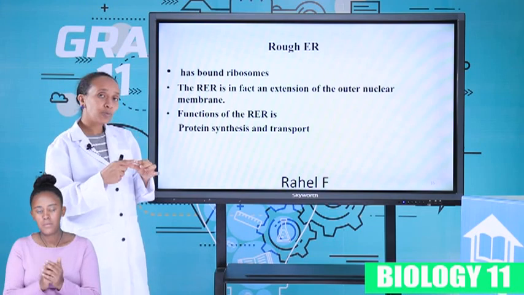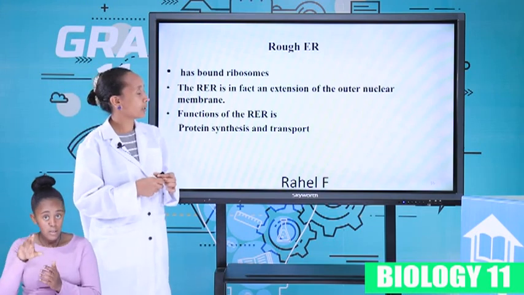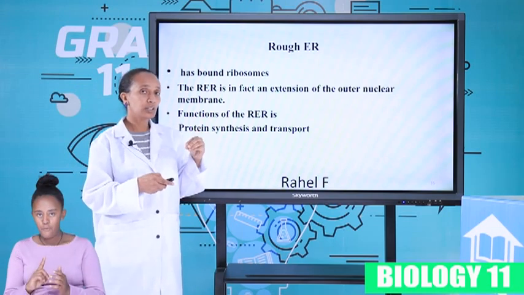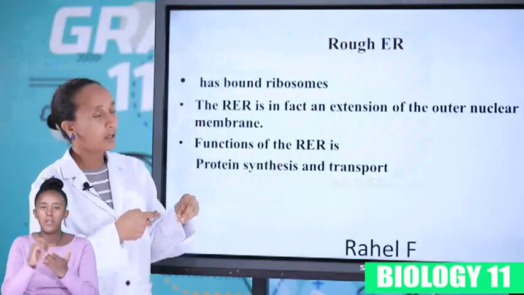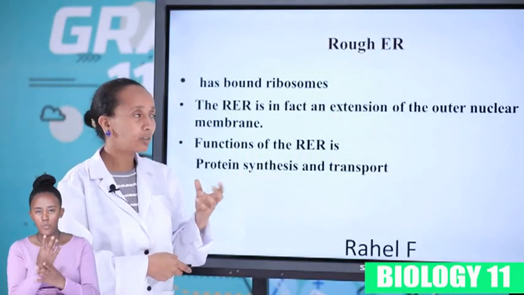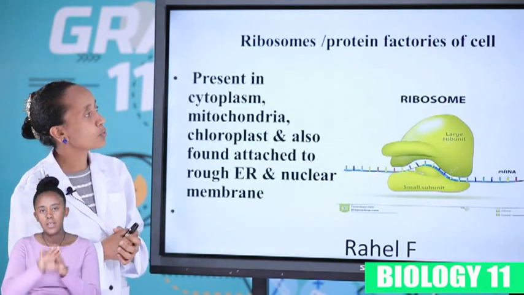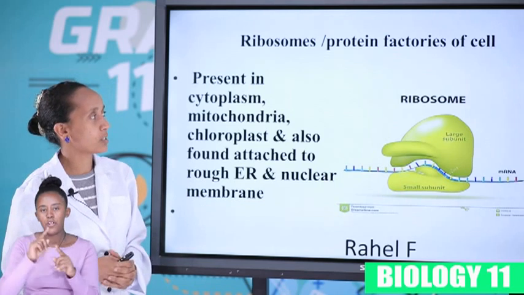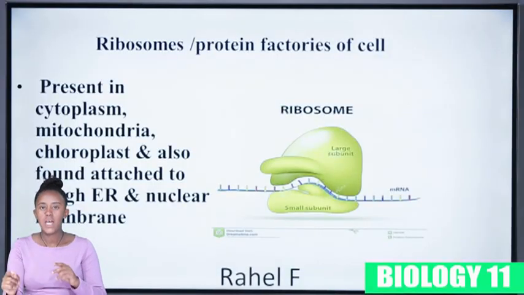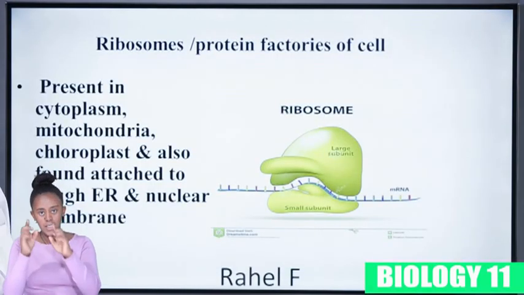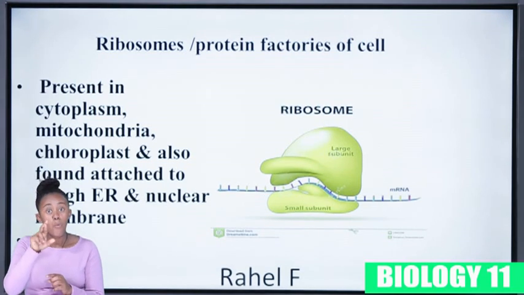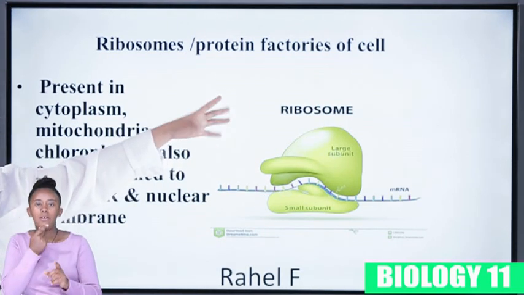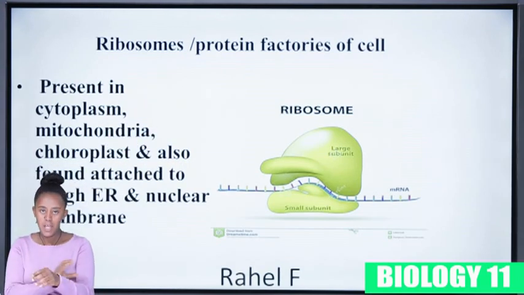Therefore, the endoplasmic reticulum is one type of membranous structure that is involved mainly in producing different products and in transporting cellular products to different parts of the cell. The next structure is ribosomes. Ribosomes are known as protein factories of the cell. From this, you can guess the function of ribosome.